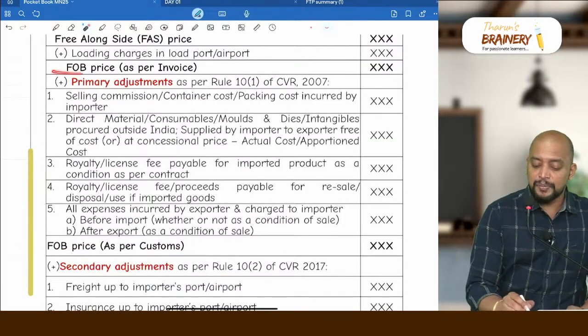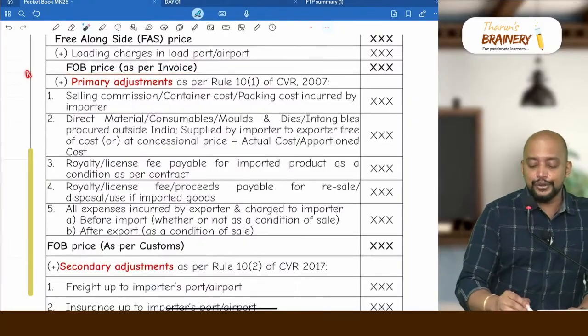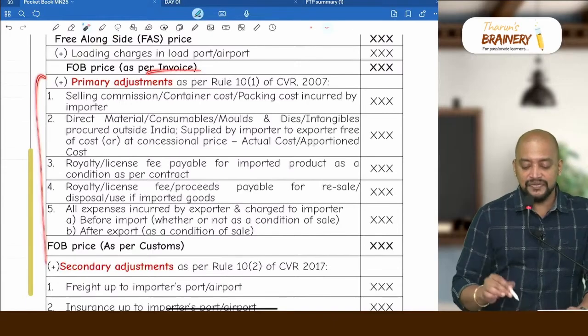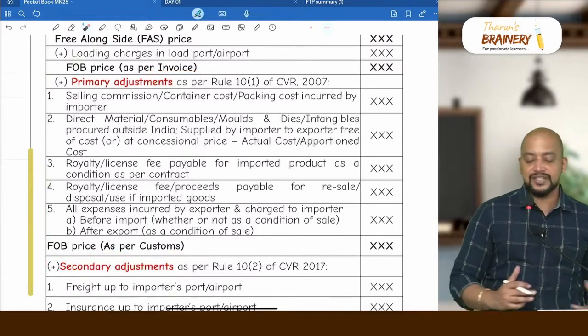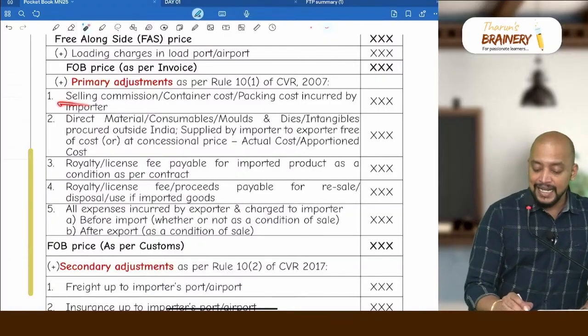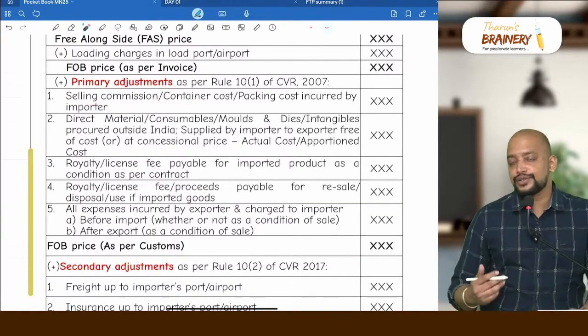But whatever FOB price is given in the question is only the FOB price as per invoice. So you need to take the FOB price as per invoice and make these 5 adjustments to get the FOB price as per customs. What are those 5 adjustments? Adjustment number 1, selling commission. The commission which is paid to the selling agent is known as selling commission.